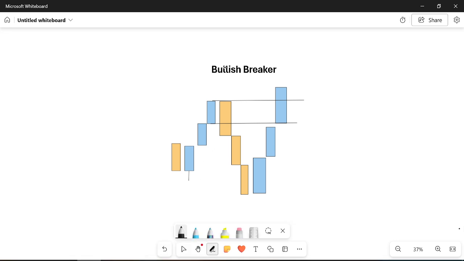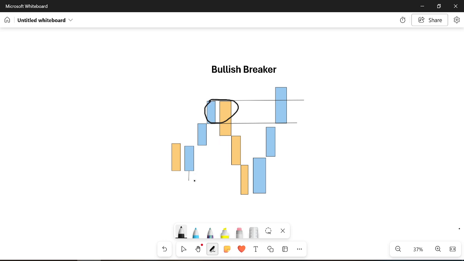So here we have the bullish breaker block. A bullish breaker block is basically a bearish order block. If you don't know about the bearish order block, you can go into my channel, scroll down and look for the order block video. So a bullish breaker block is basically a bearish order block.